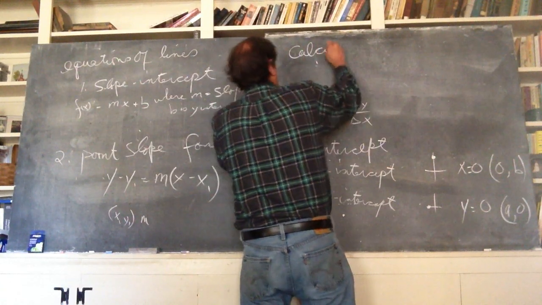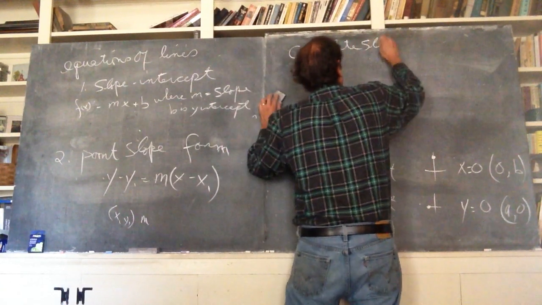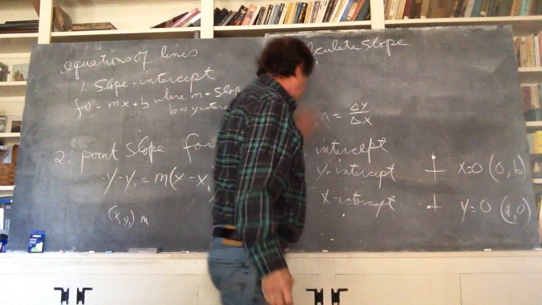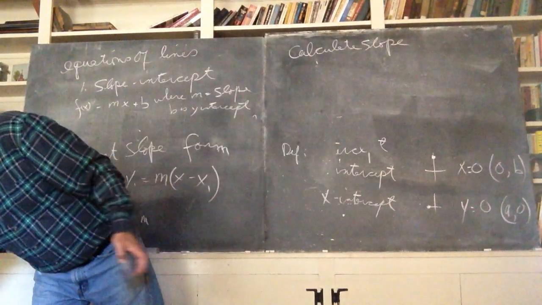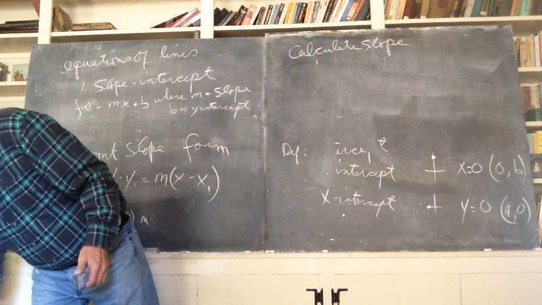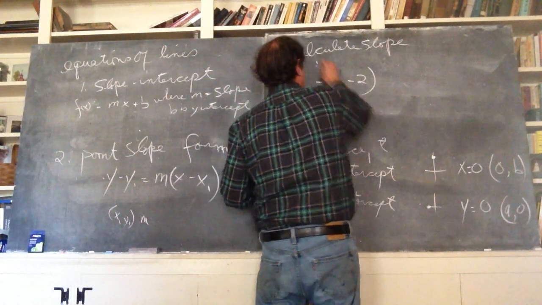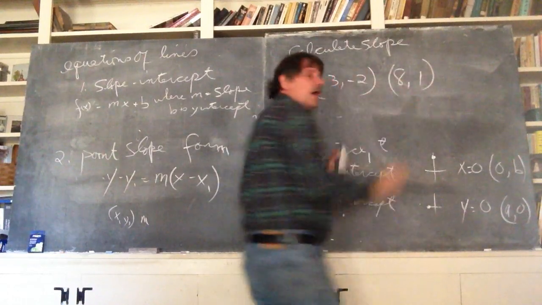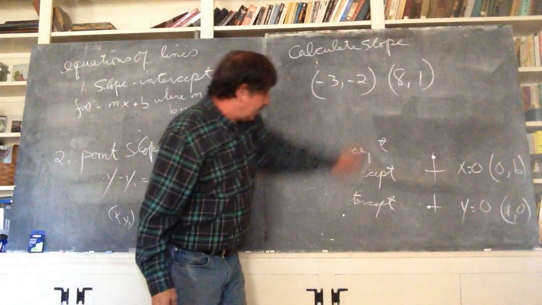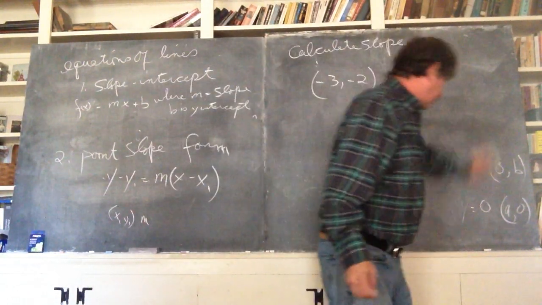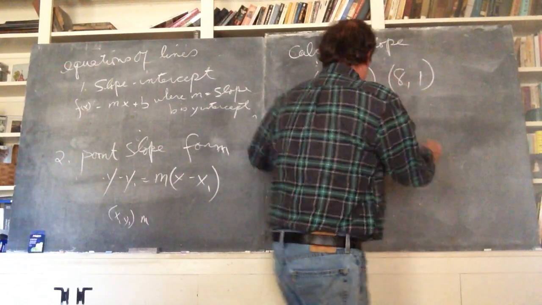Calculate slope. Given 2 points, I'll use the examples I have. Calculate the slope given (3, -2) and (8, 1). It says nothing about graphing. It just says calculate the slope. We may as well plot the points just because we're right here.